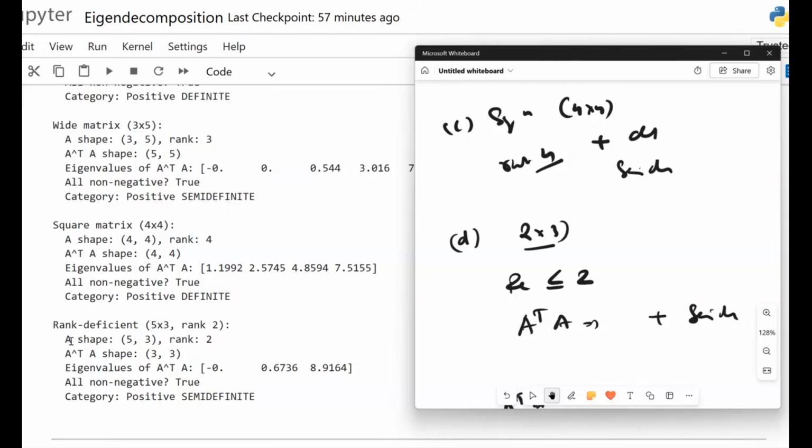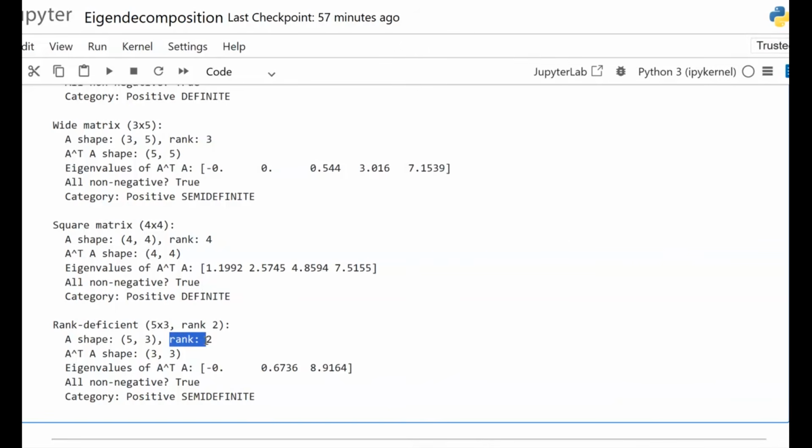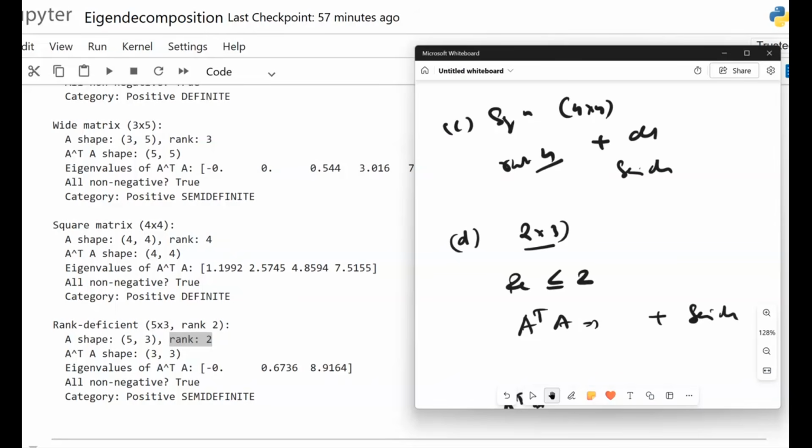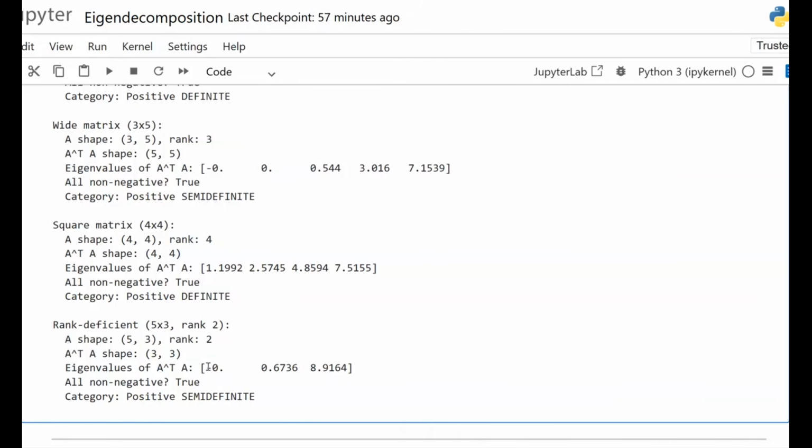And last but not least, the rank deficiency case. Kindly observe the rank, it is 2. And here we have, of course, at least one zero eigenvalue. So it is a positive semi-definite case.